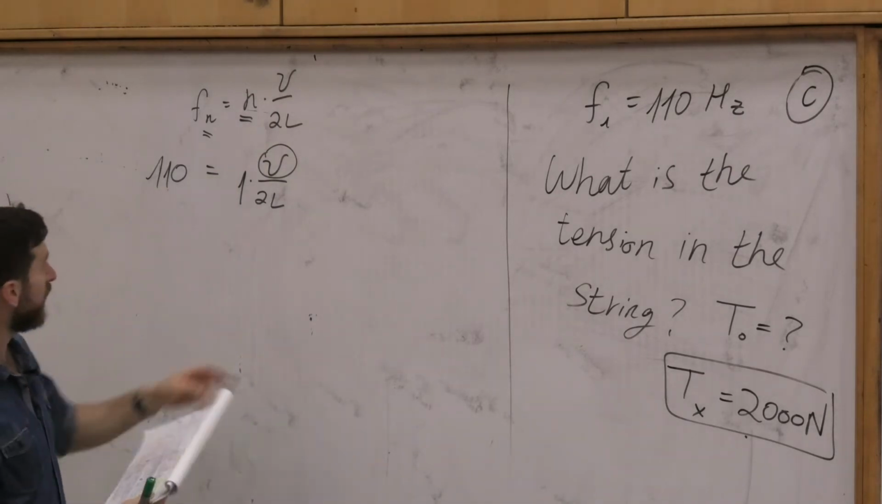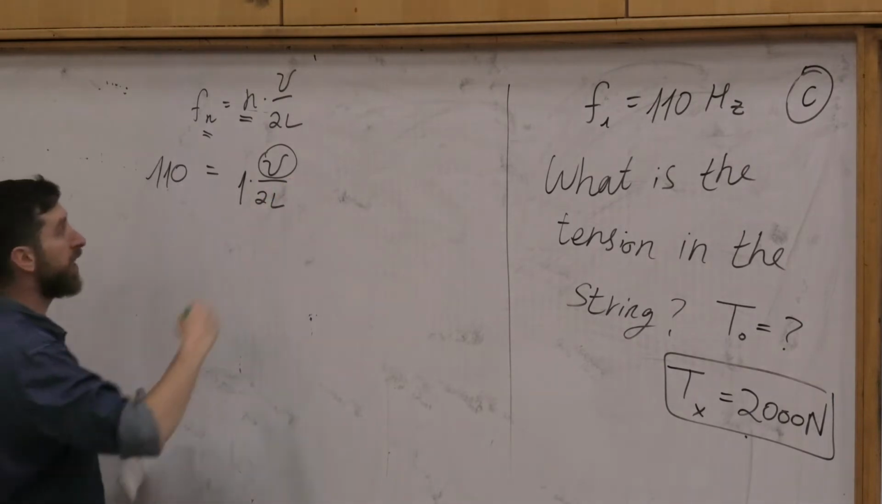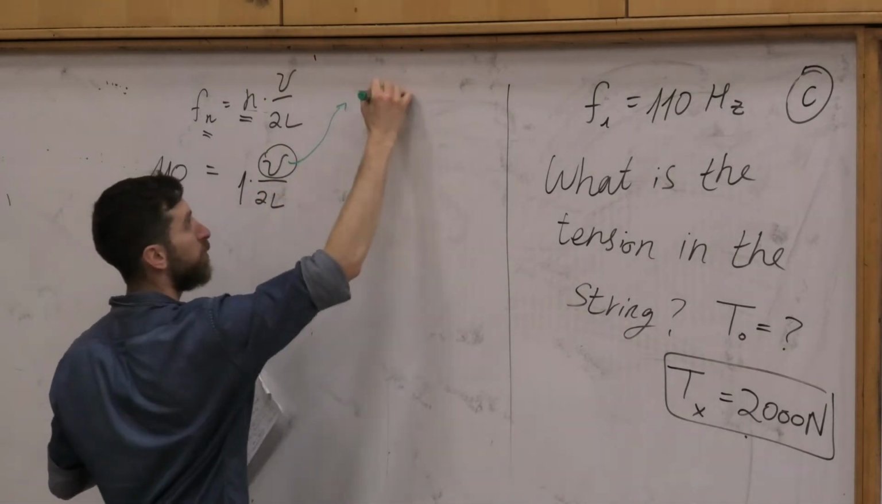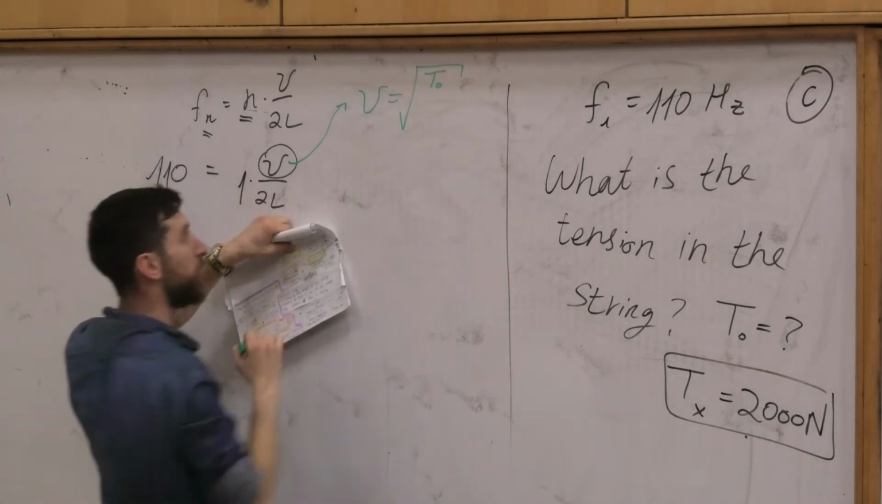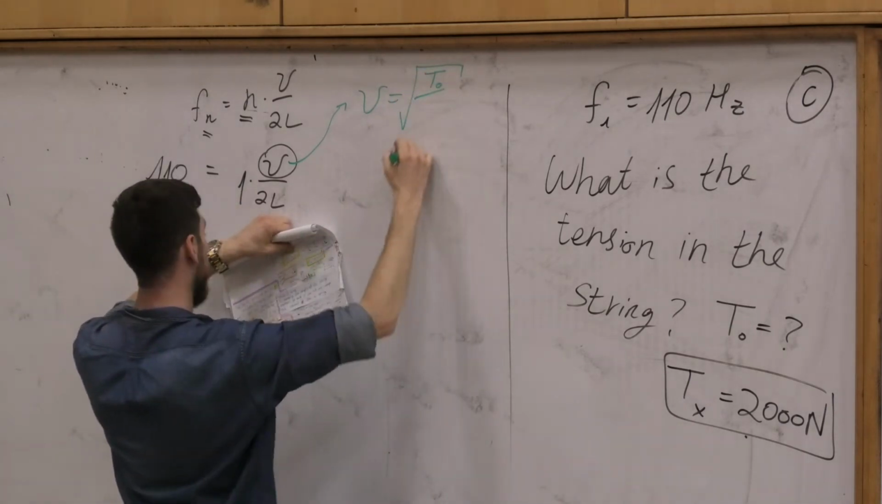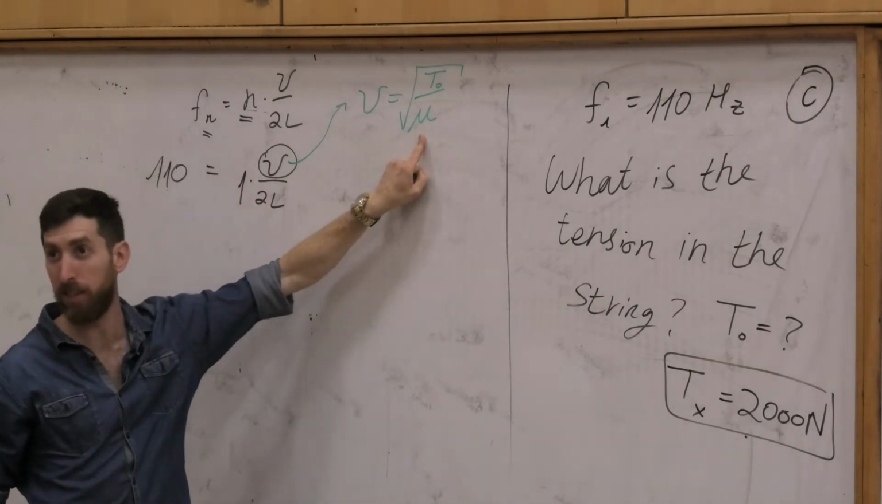And now I want to give you a formula about velocity in a string. The velocity of the disturbance in a string is known. We can extract it by this formula: it's the square root of the tension in the string divided by mu. And mu is the mass density, okay?